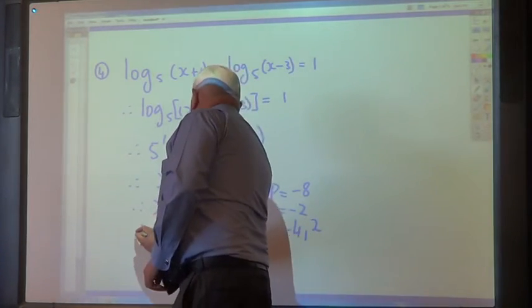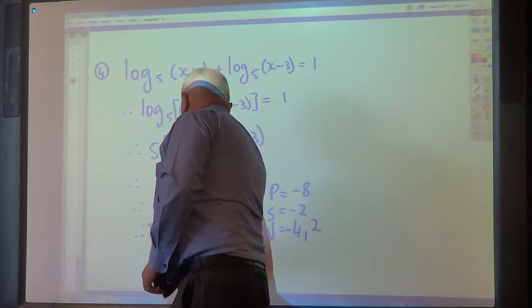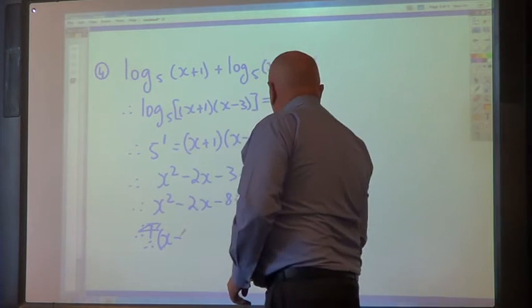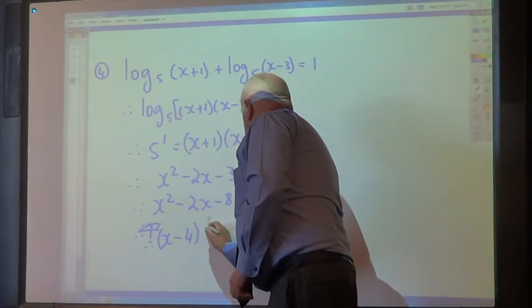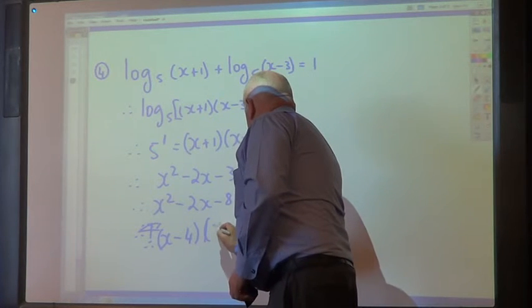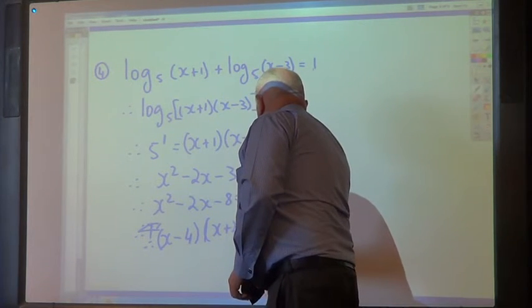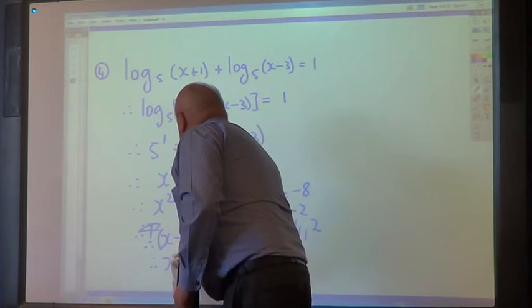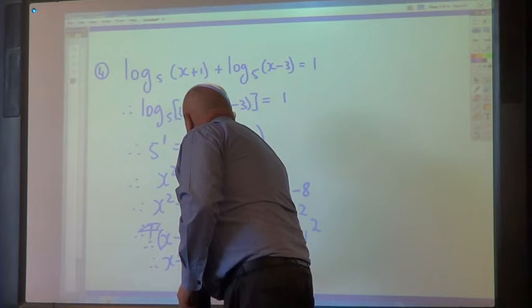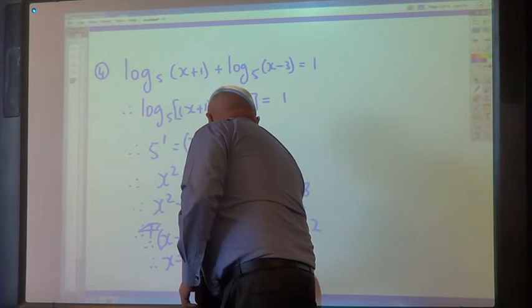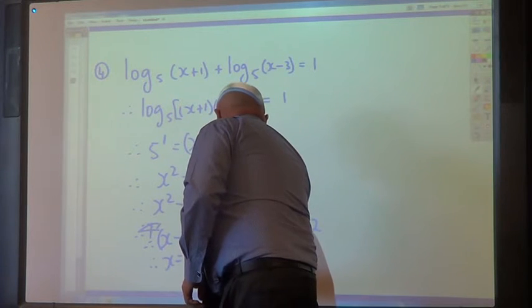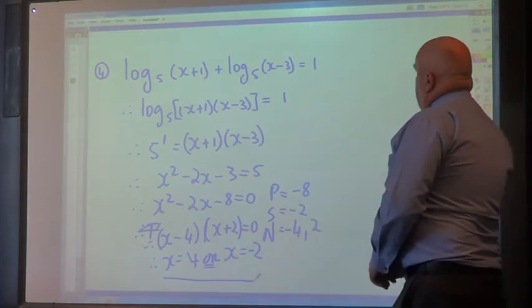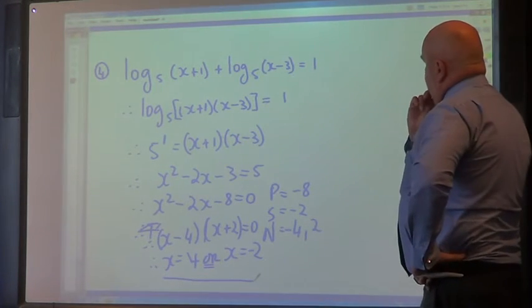So we can say from here that (x minus 4)(x plus 2) equals 0. Solving for x, we get x equals 4, or x equals negative 2. Okay, now let's just have a look at our solutions there.